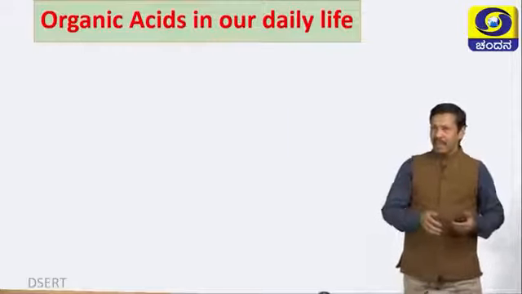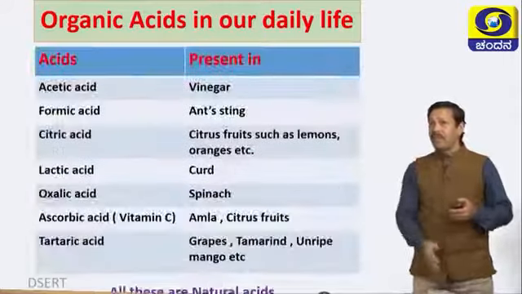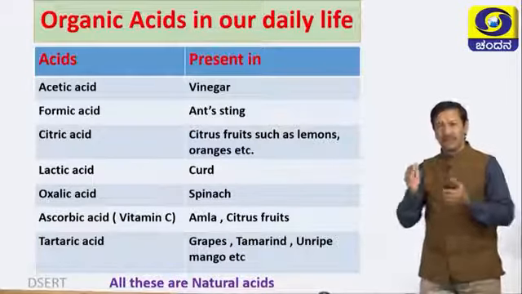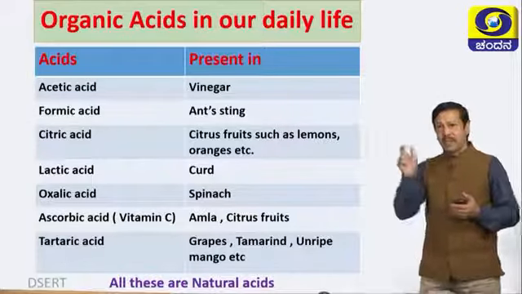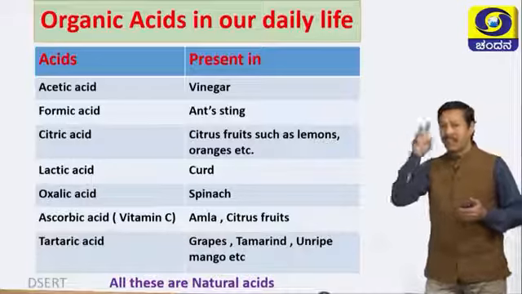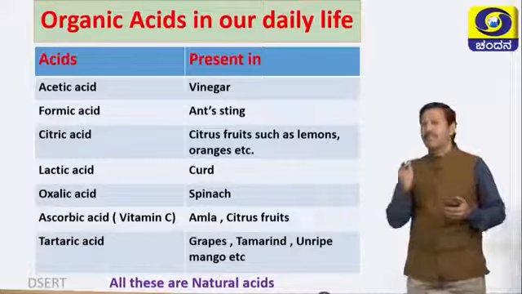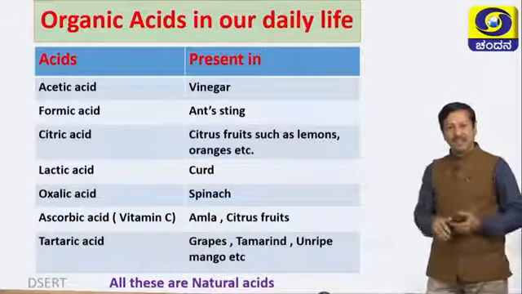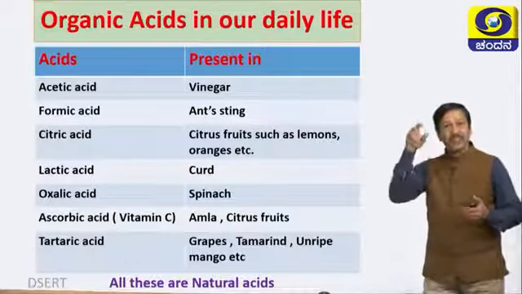Organic acids in our daily life. Acids are part and parcel of our life. Here is the chart where the acids are present, where they are used. Acetic acid is present in vinegar, formic acid is found in ants' sting, citric acid is found in citrus fruits such as lemons, oranges and so on, lactic acid is found in curd, oxalic acid is found in spinach.